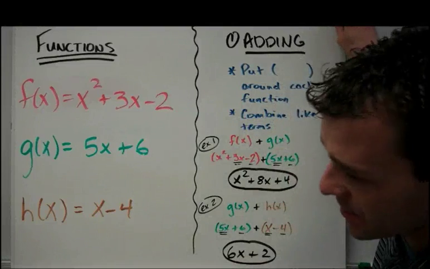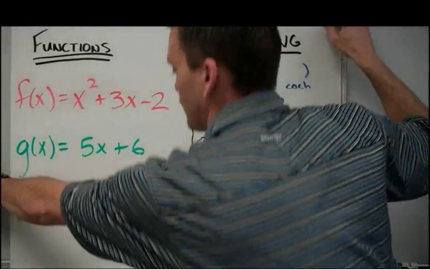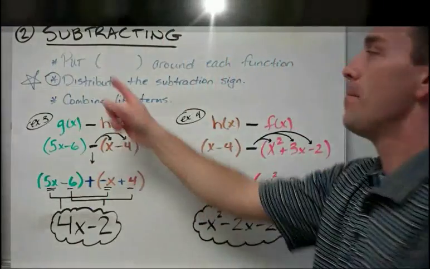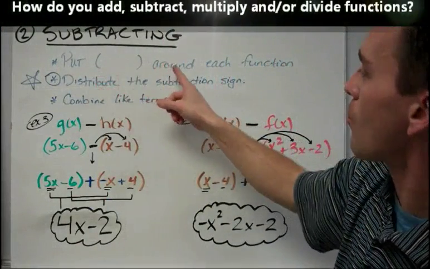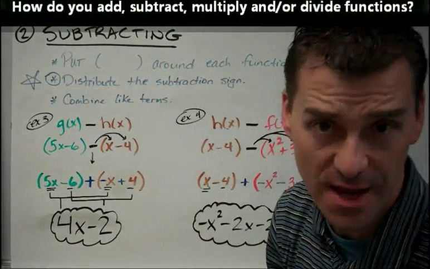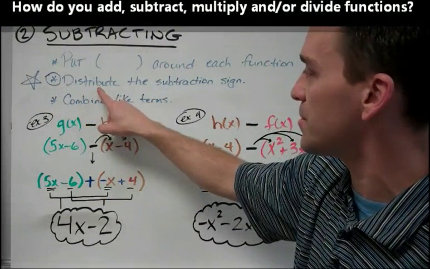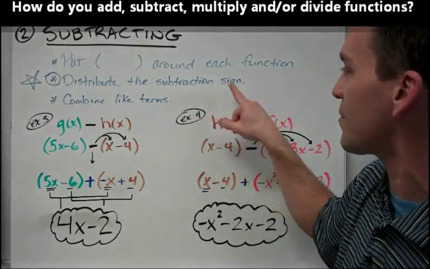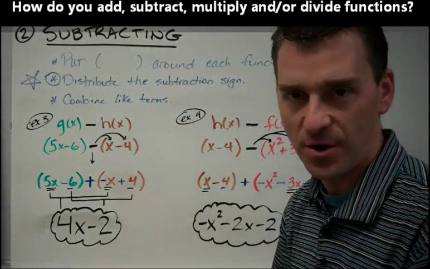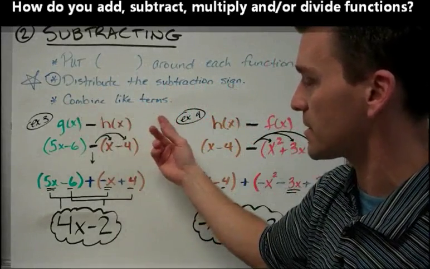Now, when we're subtracting, you have to be careful just a little bit. When you subtract these, put parentheses around each function, just like we did when we added them. But the key thing, and you notice I circled it and starred it, you must distribute the subtraction sign through the actual function. And then, of course, you just combine like terms.